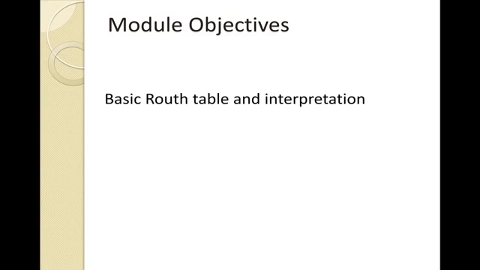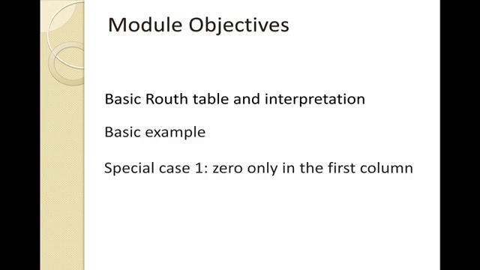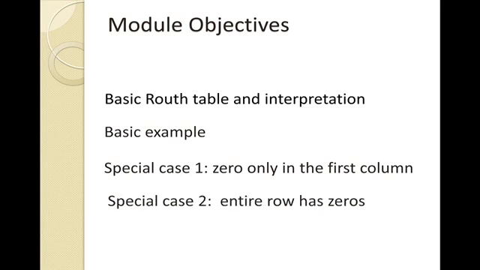The objectives of this module are to provide a basic Routh table and interpret it for you, show through a basic example how that works, then show our first special case, where as we go through the Routh table, we end up with a value of 0 in the first column, so only in the first column, and then special case 2, if we have an entire row of zeros. So as we go through this, we'll explain what a Routh table is and then the special cases.